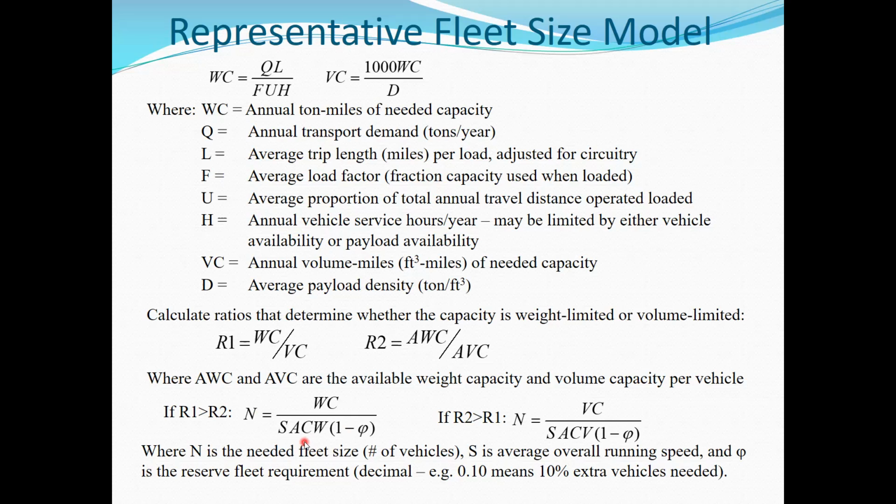It should be AWC and AVC, instead of ACW. So, weight capacity divided by available weight capacity, times S. S is the overall running speed, and phi is the reserve fleet requirement. A 10% requirement would mean that you need 10% extra vehicles, 10% of vehicles to be free at all times. Then you can use that formula to figure out the number of trucks that you're going to need.